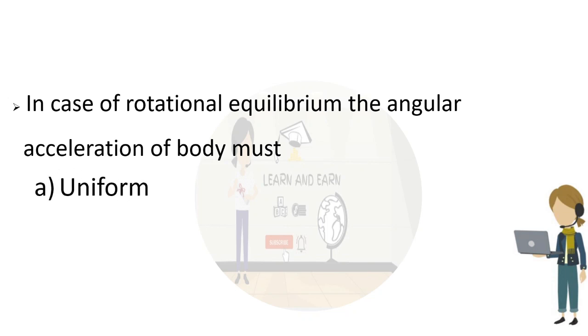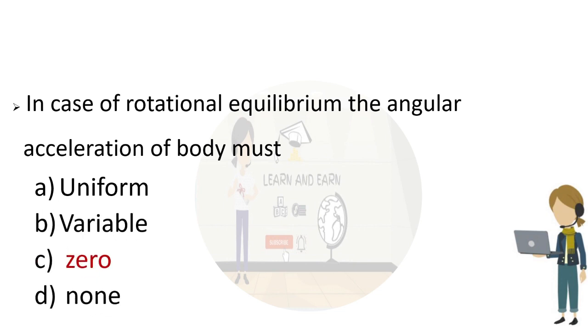In case of rotational equilibrium, the angular acceleration of body must option A uniform, option B variable, option C 0, option D none. The right answer is option C, 0.